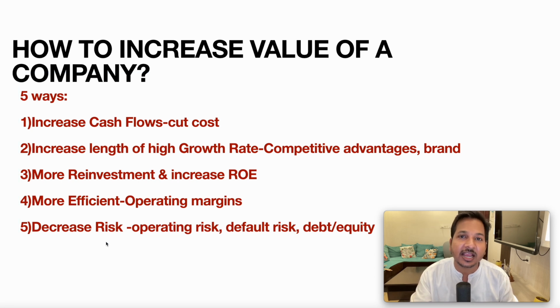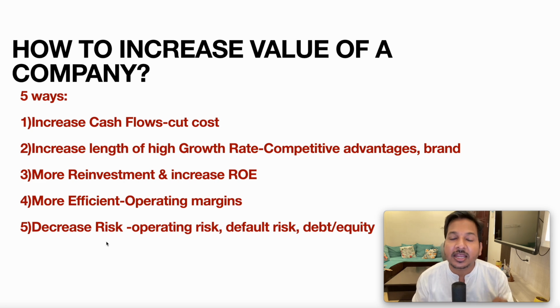First is increasing cash flows. How can it increase cash flows? By cutting cost, by managing its inventory more efficiently, it can increase its cash flows. By increasing its operating profit margin, it can increase. So these are the ways. So if you see a company is increasing its cash flow, that is good. You have to be watchful.